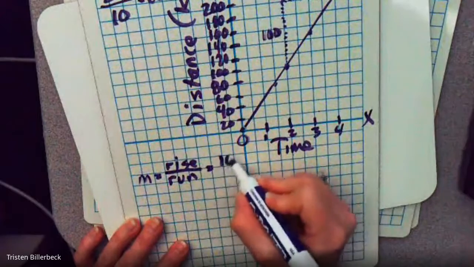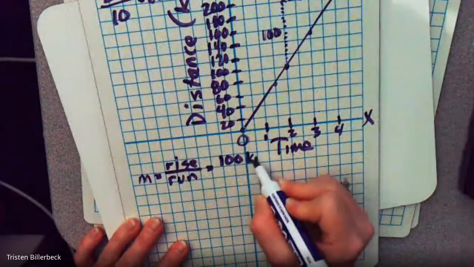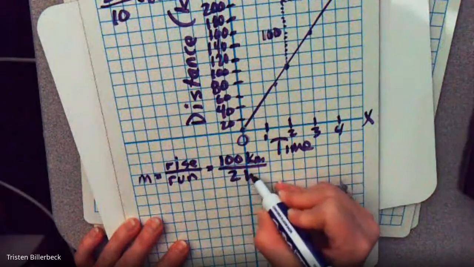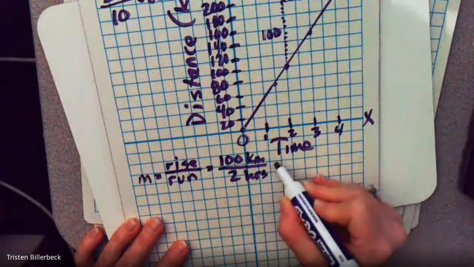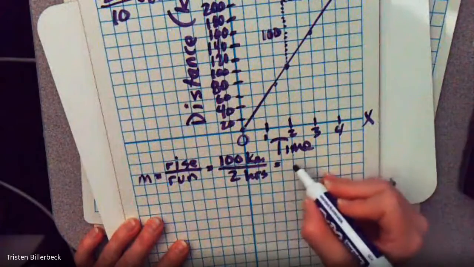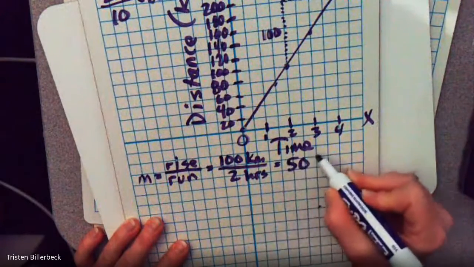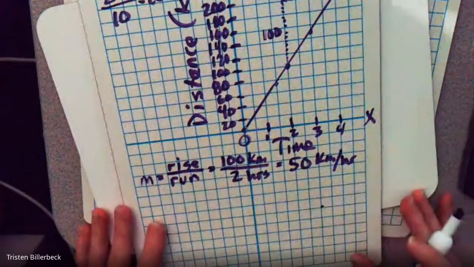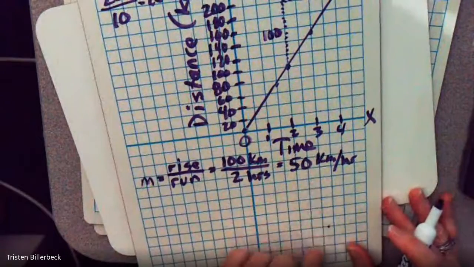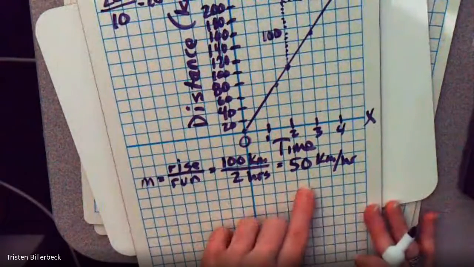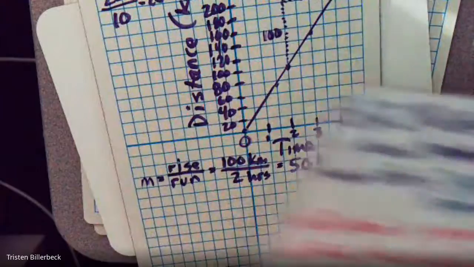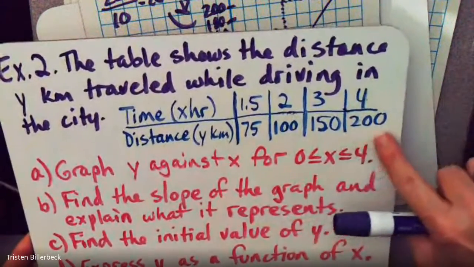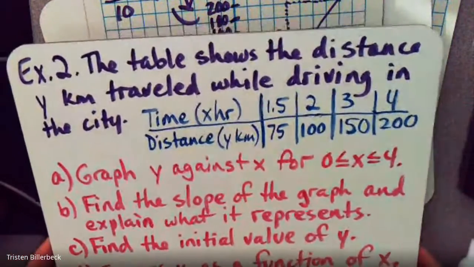equals 100 kilometers. And if you use your units, it helps you understand what you're doing, over hours. Okay, so that gives me 100 divided by 2 is 50 kilometers per hour. Okay, so that's how fast I am going to travel these distances. So I have to drive 50 kilometers per hour to make this kind of progress with distance over time.